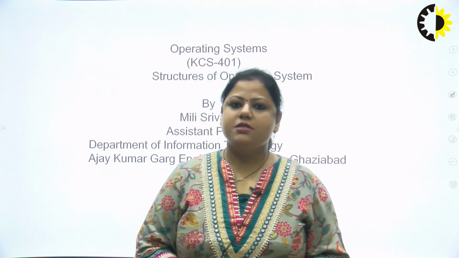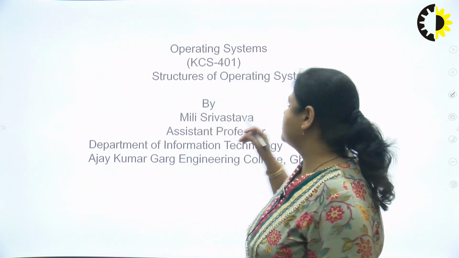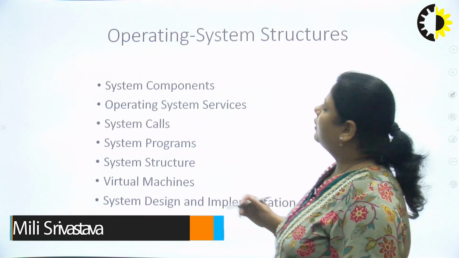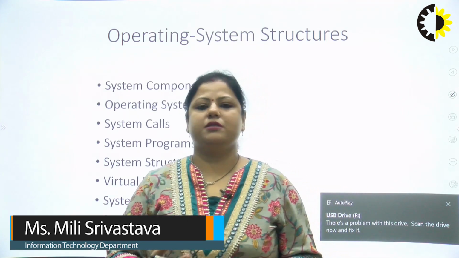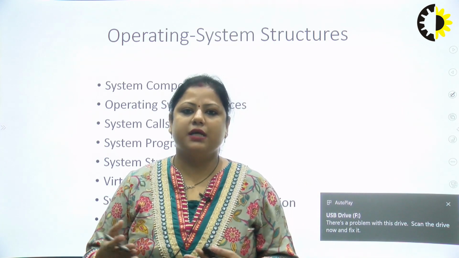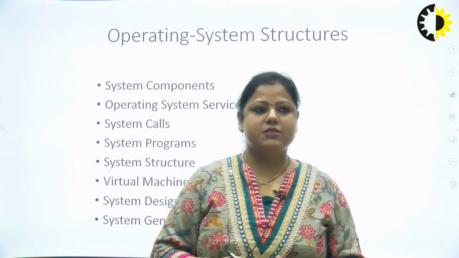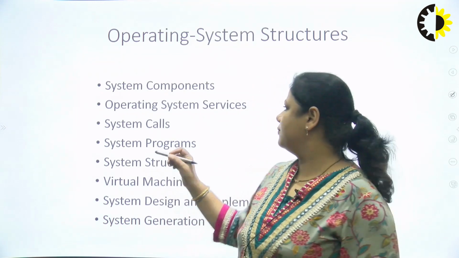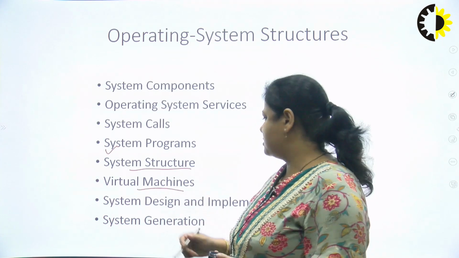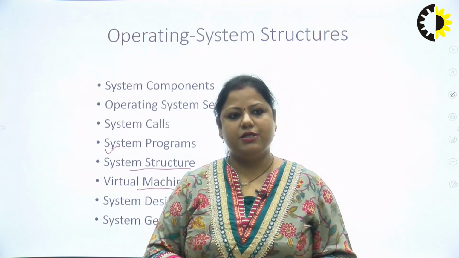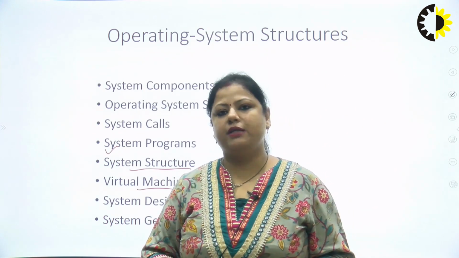And today I am going to discuss the structure of operating system. So what is operating system structure? These are some components of operating system structure and how we define operating system structure into different types. That is system component, operating system services, system calls, system program, system structure, virtual machines, system design and implementation, and system generation. These are some basic structures of operating system.